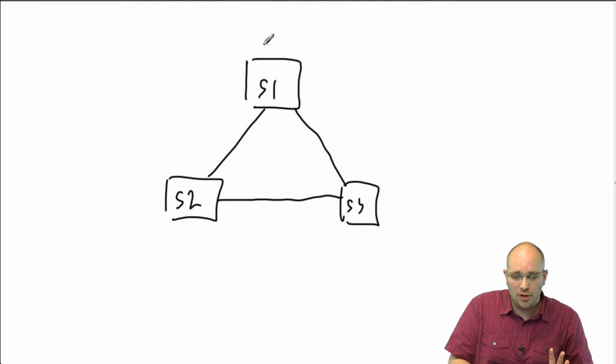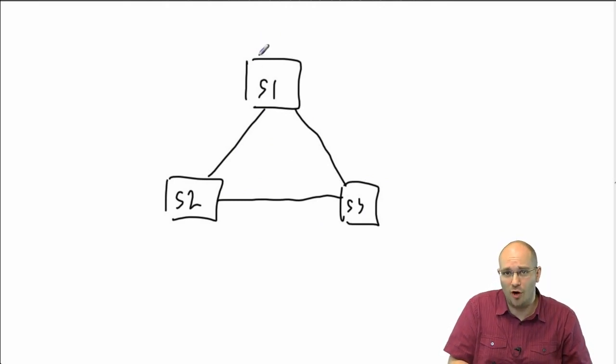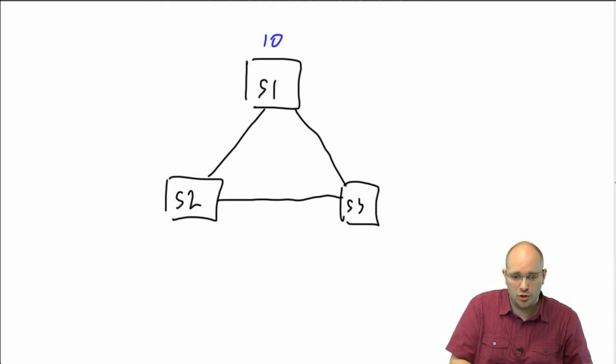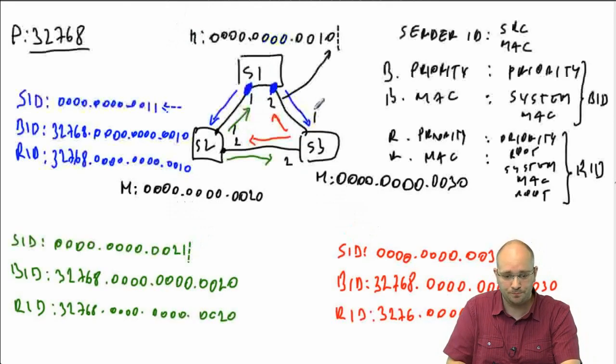I'm just going to, here for switch 1, say that the important part of our bridge ID is really 1, 0. On switch 2, it's 2, 0. And on switch 3, it's 3, 0. I'm basing these values here based on these numbers here. So this is the only thing that I really care about. So 1, 0 for switch 1, 2, 0 for switch 2, and 3, 0 for switch 3.